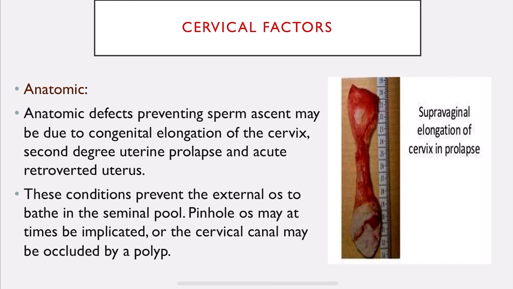Anatomic defects which prevent the sperm ascent may be due to congenital elongation of the cervix. So there are some conditions in the cervix which prevent the sperm from ascending to reach the fallopian tubes, the ampullary isthmic junction, where fertilization takes place. This transport is obstructed by congenital elongation of the cervix, second degree uterine prolapse, and the acutely retroverted uterus.